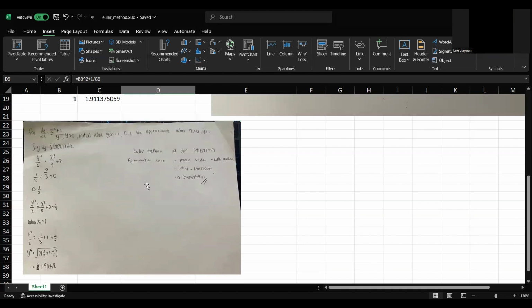As for the approximation error, we use our general solution minus our Euler's method, which is equal to 1.9148 minus 1.911375059, which will also give us 0.003424941.